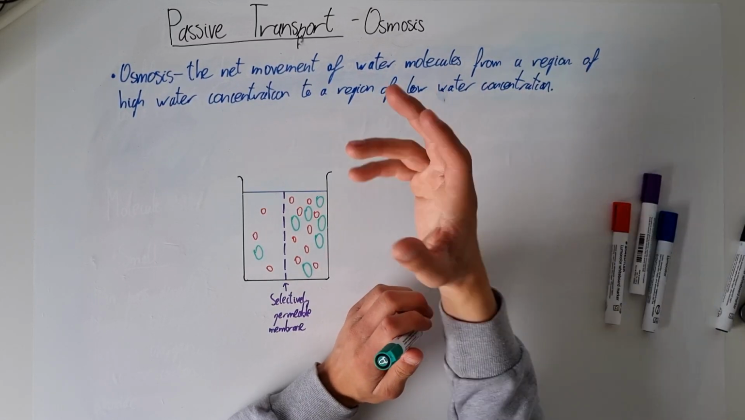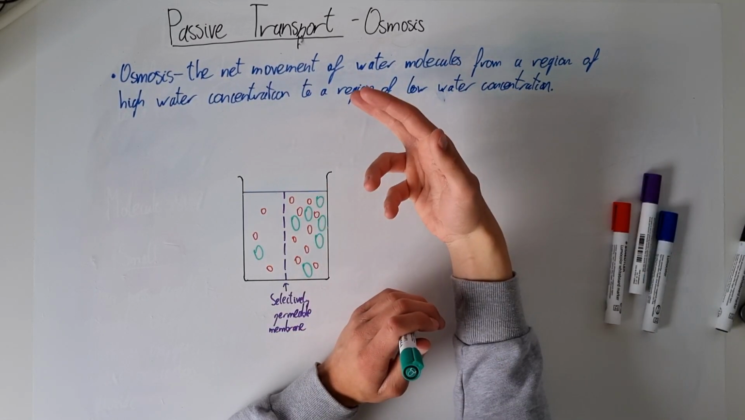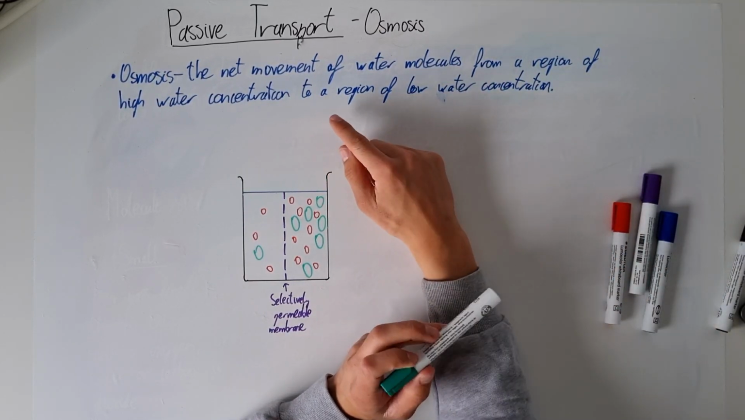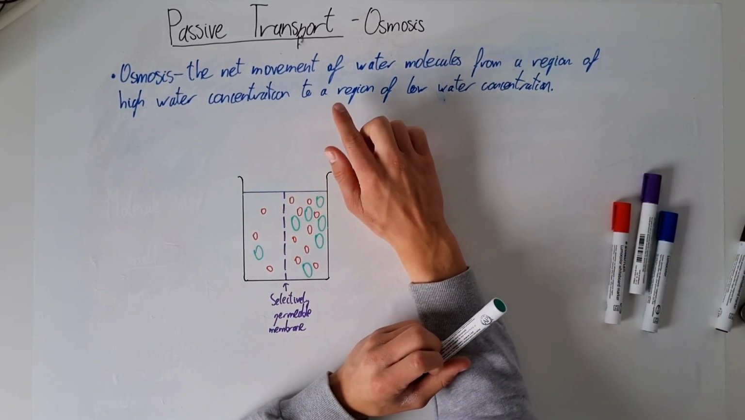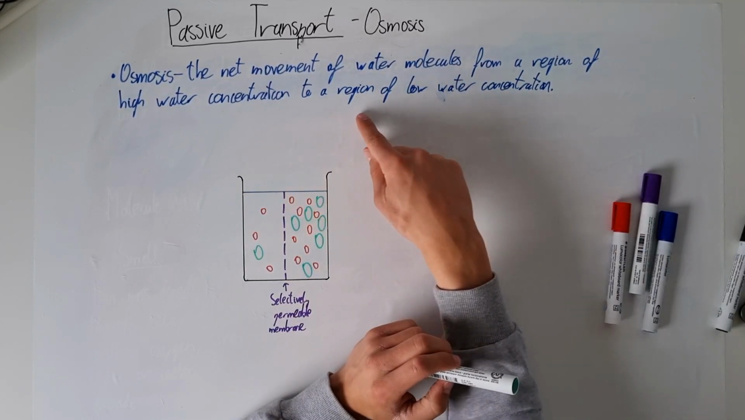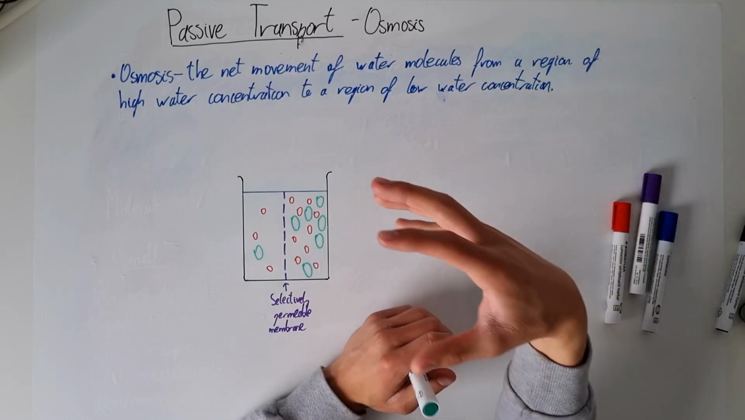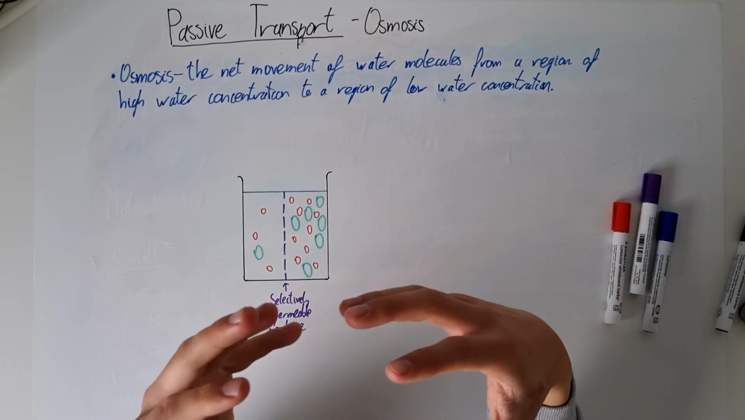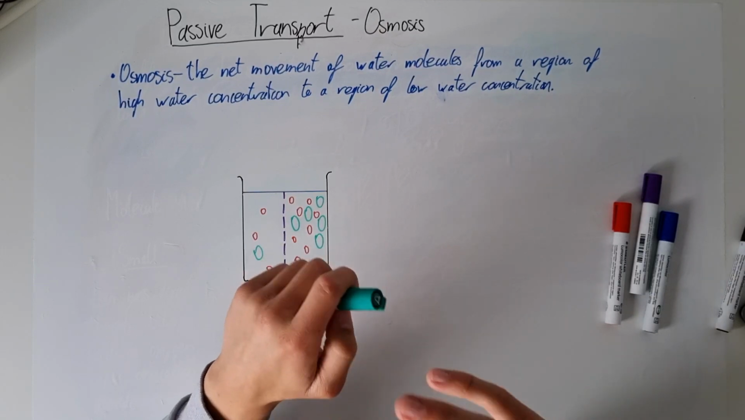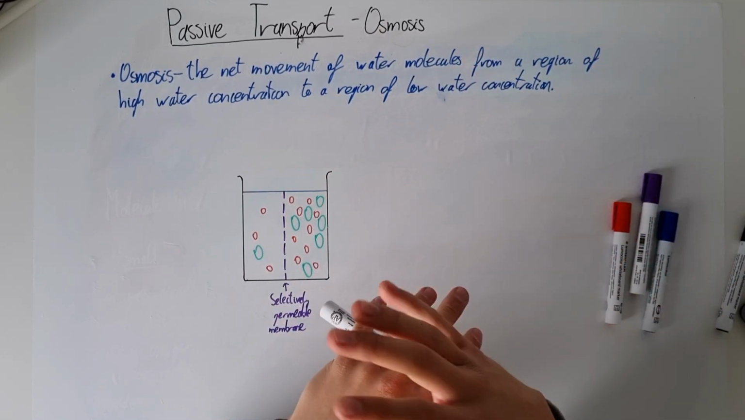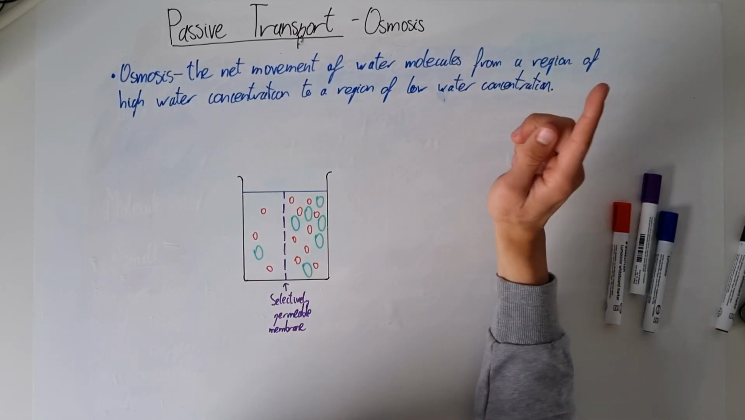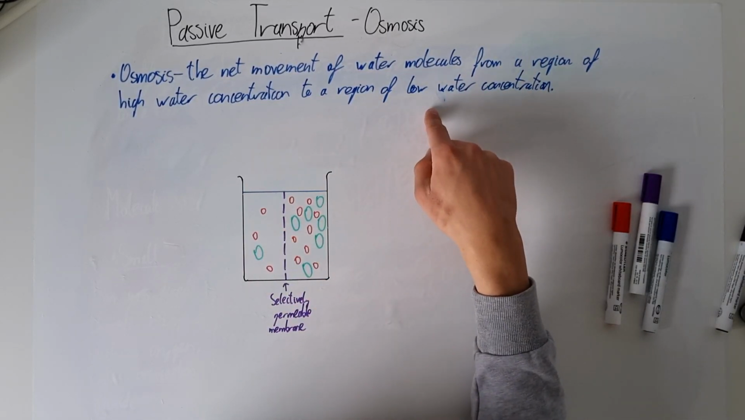Again, what actually is osmosis? It's still passive transport, so it doesn't require any energy, we know that. But let's look at its definition. Osmosis is the net movement of water molecules from a region of high water concentration to a region of low water concentration. So it's effectively diffusion, but with water. Diffusion can be for any molecule, but osmosis is more specifically the term for the diffusion of water from a region of high concentration to low concentration.